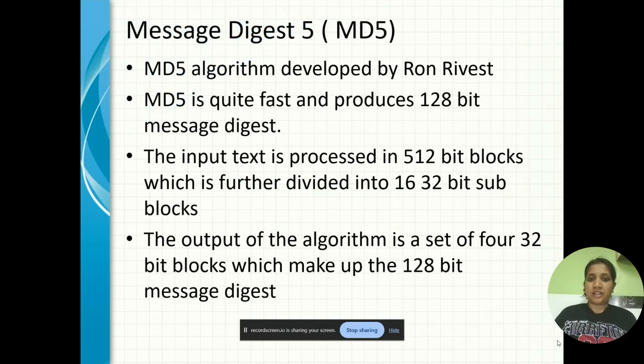So, Message Digest 5, that is MD5. The MD5 algorithm was developed by Ron Rivest. MD5 is quite fast and produces a 128-bit message digest. The input text is processed in 512-bit blocks, which are further divided into 16 32-bit subblocks. The output of the algorithm is a set of 4 32-bit blocks which make up the 128-bit message digest.